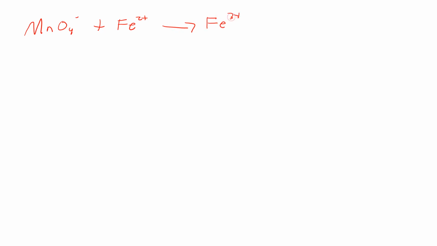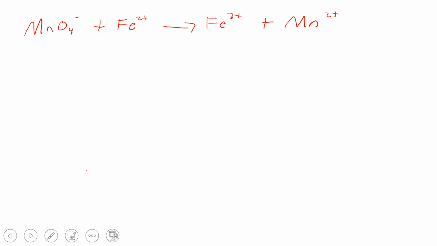We have MnO4 negative plus iron 2 positive yields iron 3 positive plus Mn 2 positive. So the first thing we want to do is identify what has been oxidized and what has been reduced, and we need to write separate equations for those.